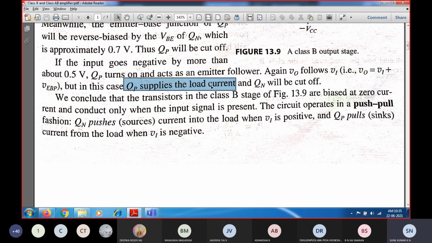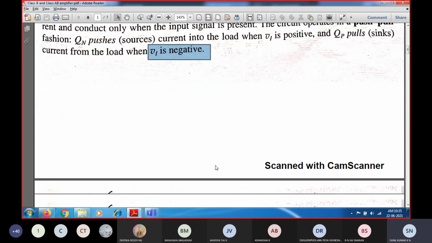And hence we can say that in the class B stage, whenever it is biased at zero current, conduction will happen only when the input signal is present. So the circuit operates as a push-pull configuration. Push-pull means QN pushes the current into the load during the positive cycle, and QP pulls the current from the load during the negative cycle of the input. So this is the push-pull configuration.